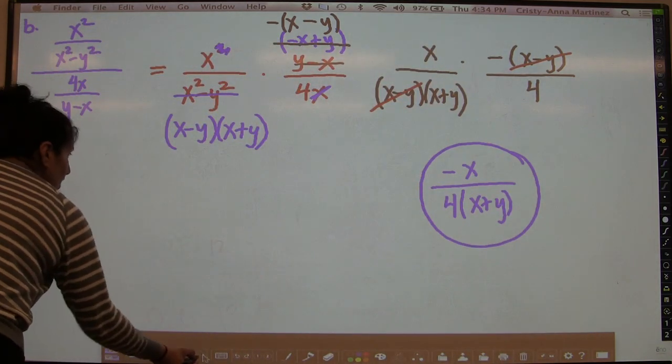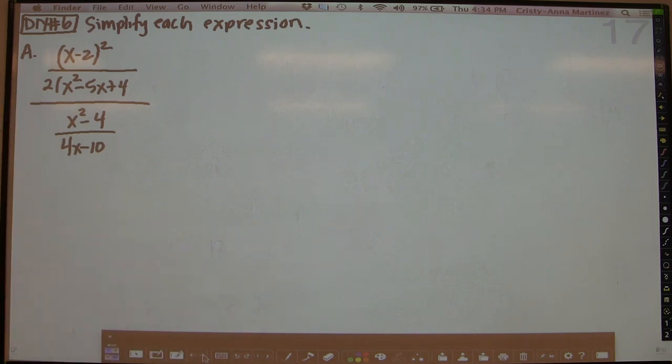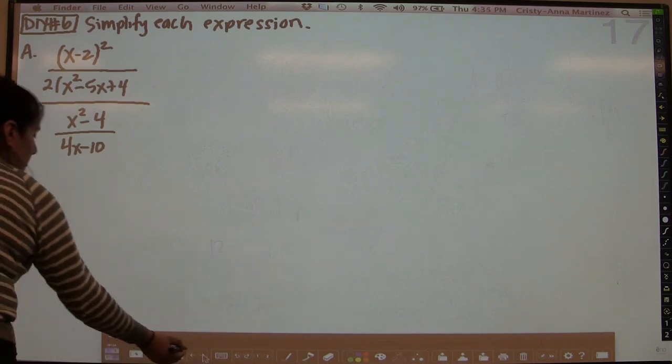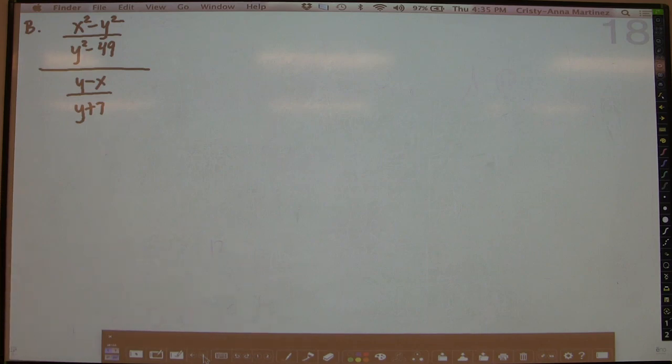So now you will try this do-it-yourself question. This is part A, and this is part B. And once you have completed this do-it-yourself question, you will have completed your notes for this lesson.